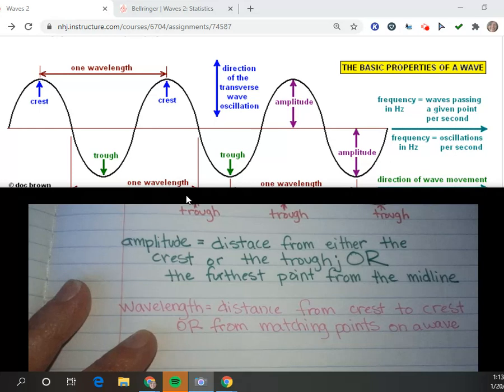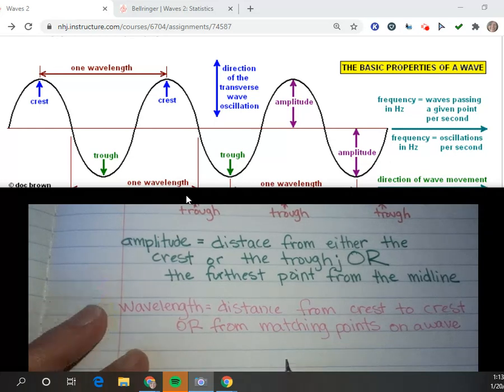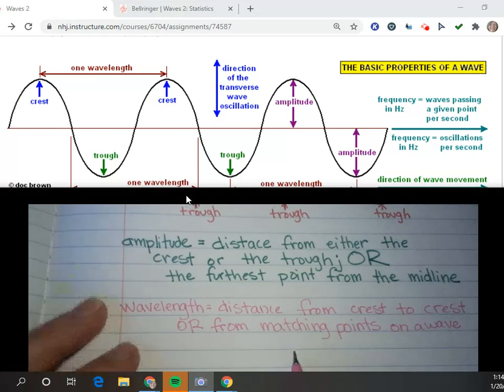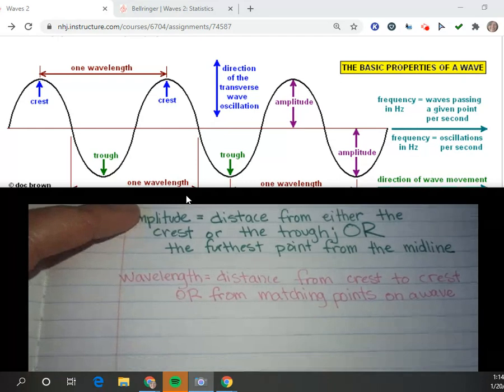All right, so there's one more word that I can't show you on a still picture. Okay. So frequency has to do, let's write the definition of frequency.